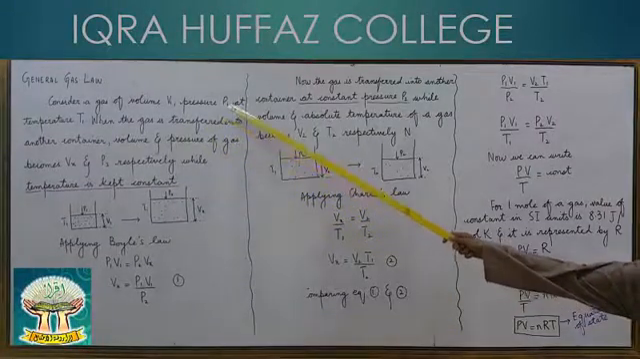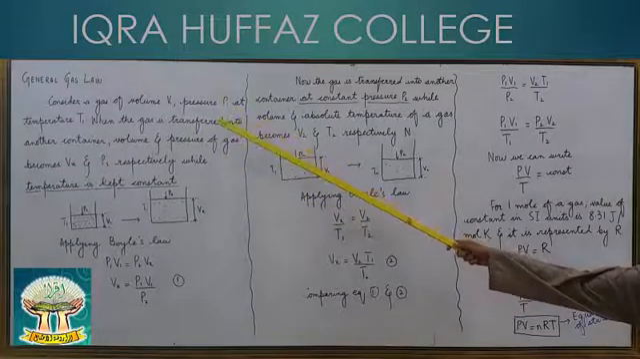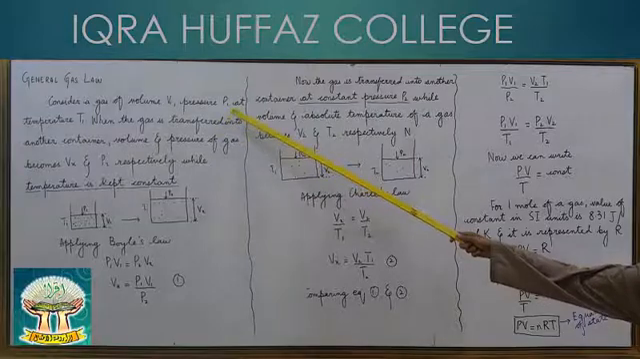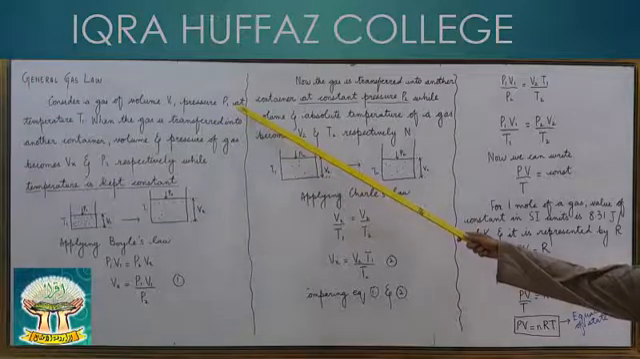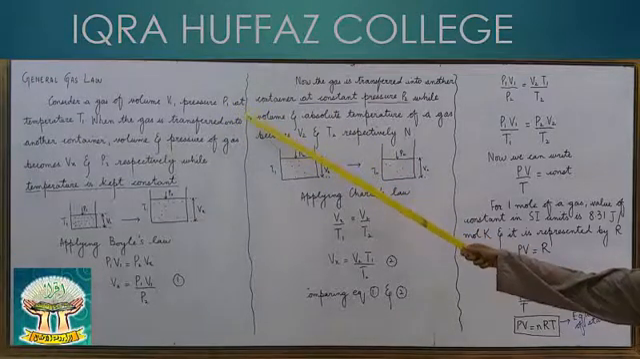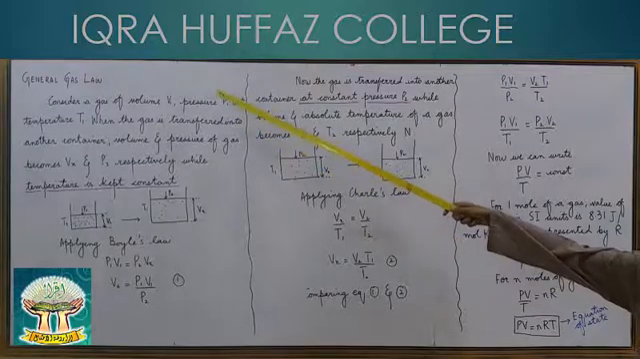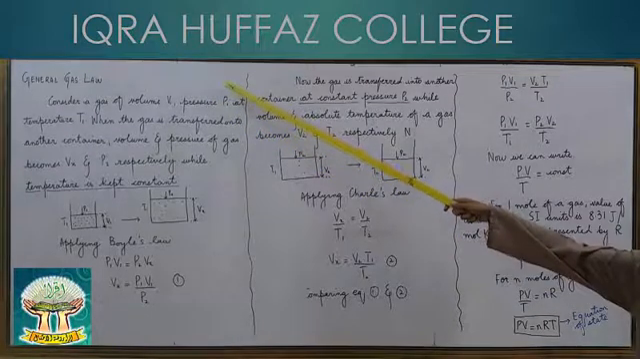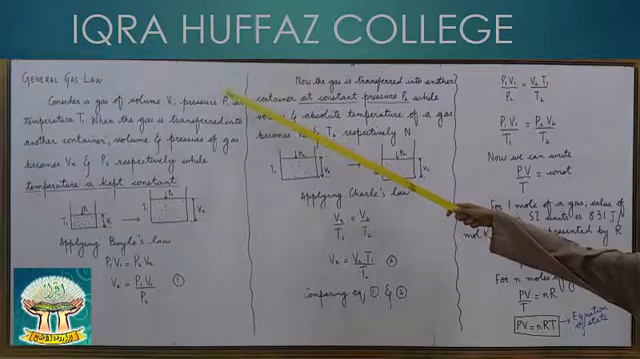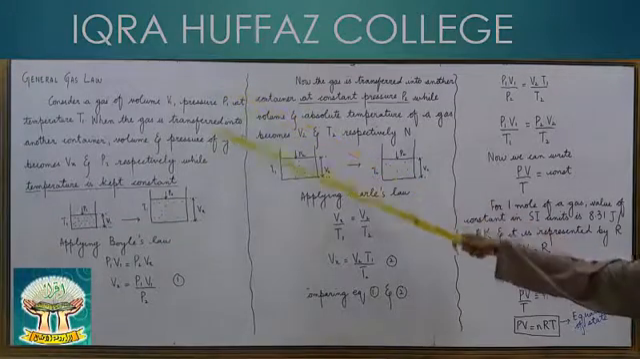Previously, we have discussed Boyle's law and Charles' law. Boyle's law is a relation between pressure and volume. Charles' law is a relation between volume and temperature. Now we want to derive a general gas law, a relation between three variables, that is pressure, volume and temperature.